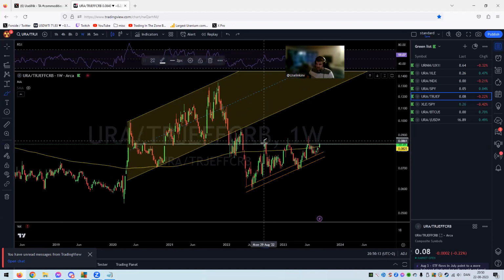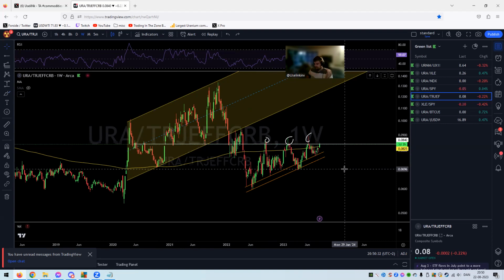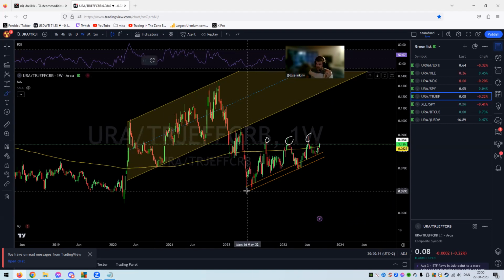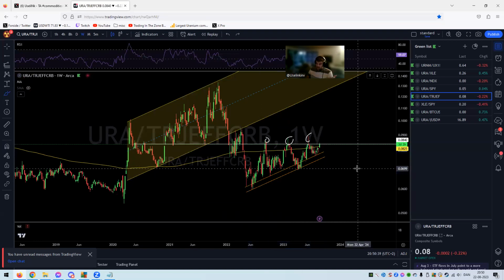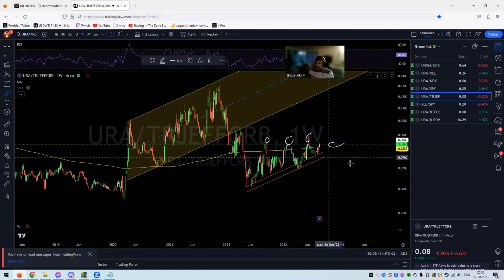You can see the wicks. That's a wick right there, right there, right there. All the connections over here. So the weekly close above this line here at 0.084 is what we are looking for, in my view, so we can have the uranium miners outperforming overall commodities, the CRB. And obviously, we don't want to have this lower rail here taken out to the downside. So these are the two things I'm looking at, the white one and the lower rail.